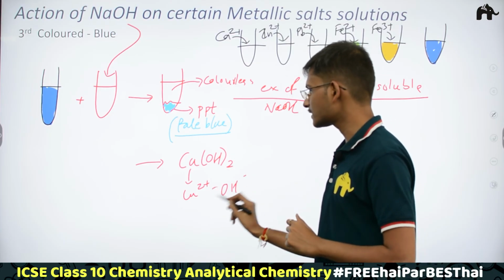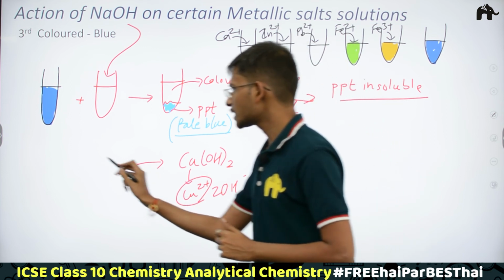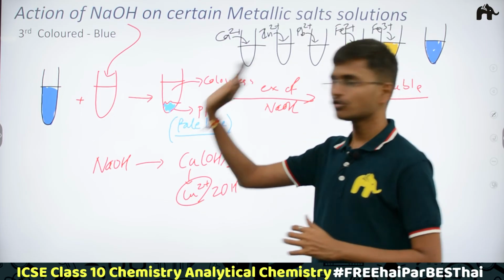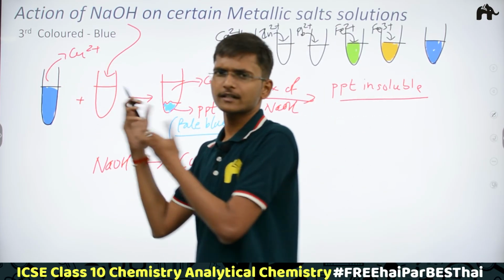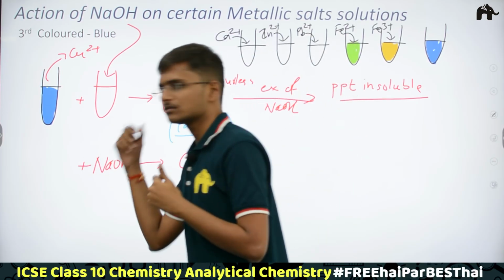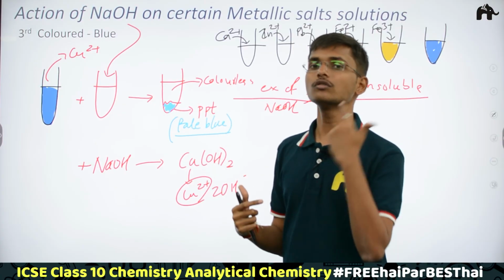2 OH minus ions are there, right? So Cu(OH)2. Now we know OH minus ions are coming from NaOH. Now this Cu2+ ions are coming from this metallic salt solution. This means that this metallic salt solution is having Cu2+ ion. Same like that, all the story remains the same. Now we have to figure out a salt having Cu2+ ion and which is also soluble.